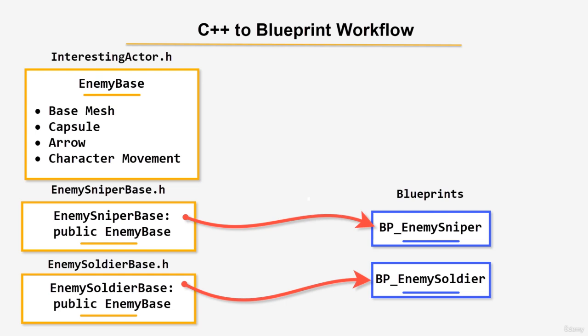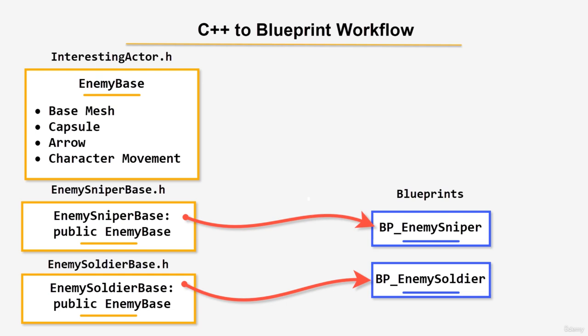a visual representation. Then in Blueprints we can derive from that C++ class and create specific enemies, maybe with some additional functionality. So Blueprint enemy sniper, for example, or enemy soldier. So we will define the base functionality and the component setup in C++. Then we derive from that and create a Blueprint class.